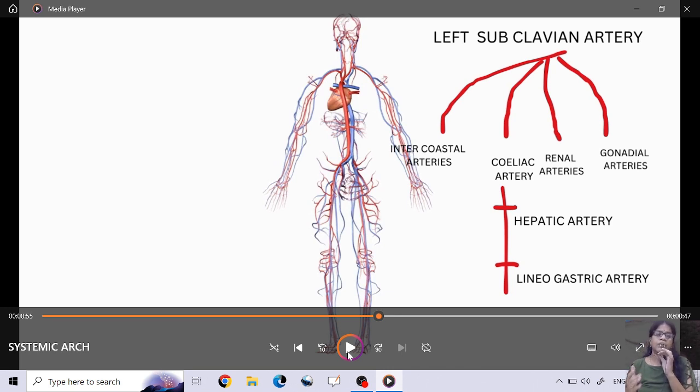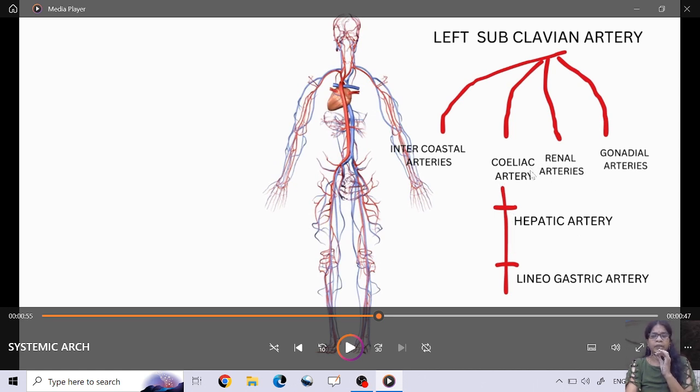These intercostal arteries supply blood to the intercostal muscles. There would be around 5 to 7 pairs of intercostal arteries supplying your muscles. Here are the intercostal arteries present. And the other important one is the celiac artery. The celiac artery supplies blood to the hepatic artery, meaning the liver, and the lienogastric artery, which supplies blood to your stomach and the spleen. The hepatic artery supplies blood to the liver.